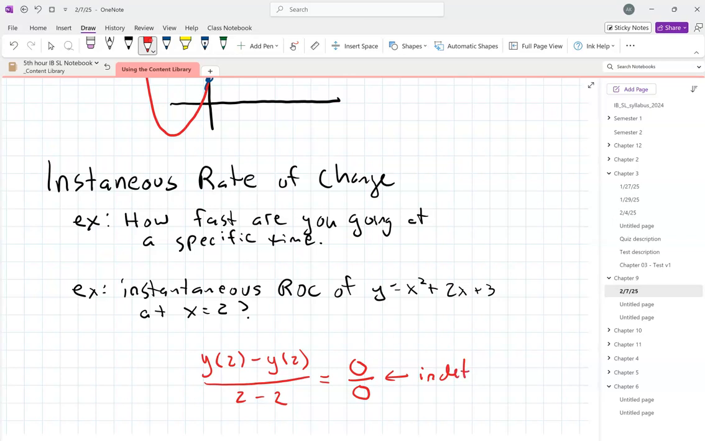This is called indeterminate, when you have 0 over 0. Different than 5 over 0, which is undefined. 0 over 0 means that literally you could assign any value to this, and we could make it a problem where that's the value you get.